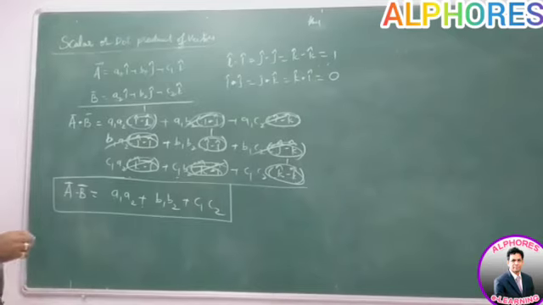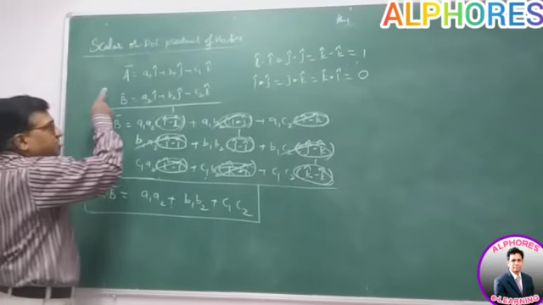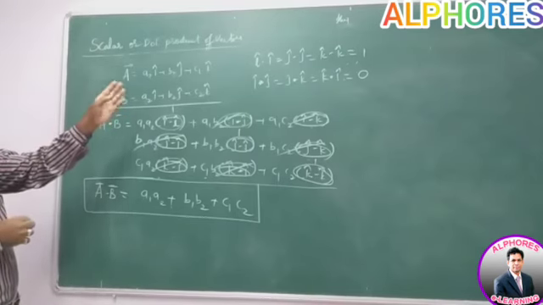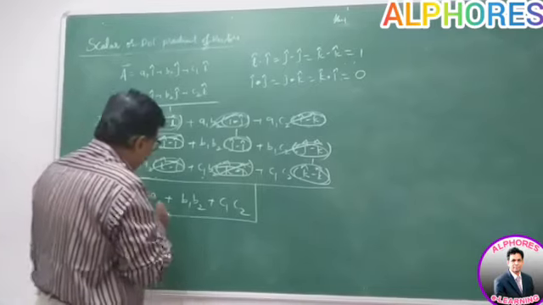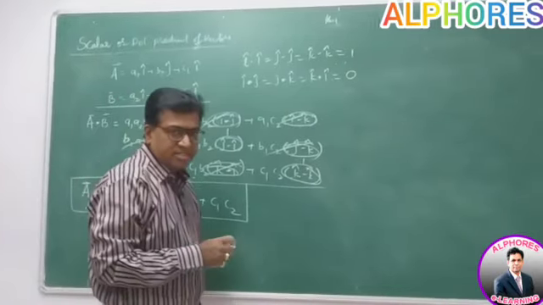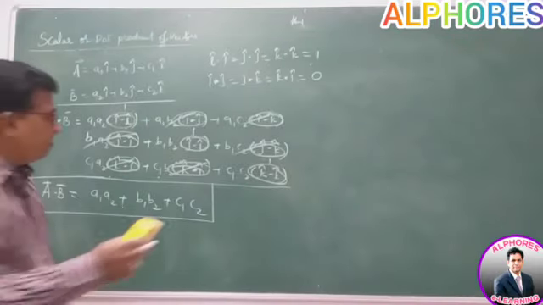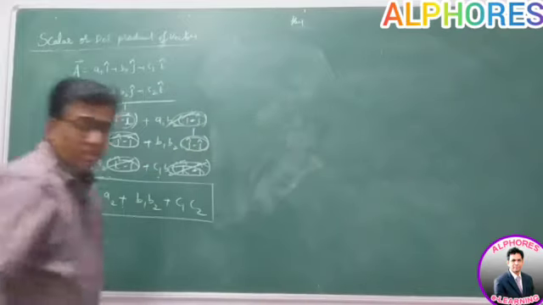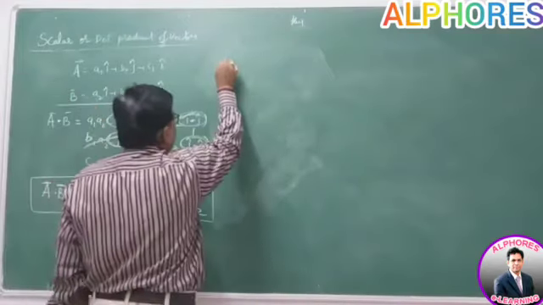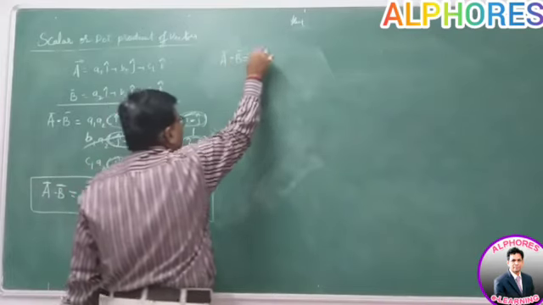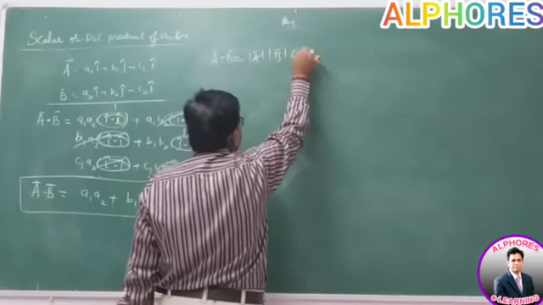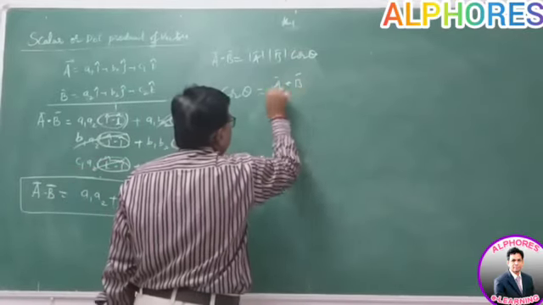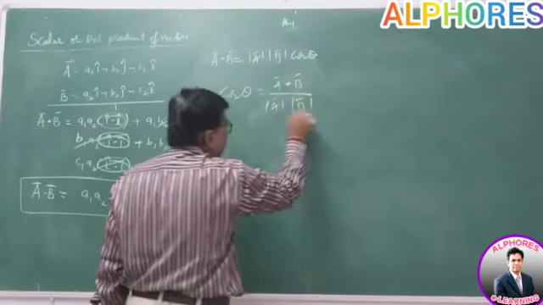So that way you can find the dot product of two vectors when the vectors are given in vector notation like this, in ijk form. If the vectors are represented in ijk form, then you can find the dot product as a1 a2 plus b1 b2 plus c1 c2. From this, you can even find the cos of the angle between the vectors. Suppose we know A dot B is equal to mod A mod B cos theta. From this I can find cos theta as A dot B by mod A and mod B.